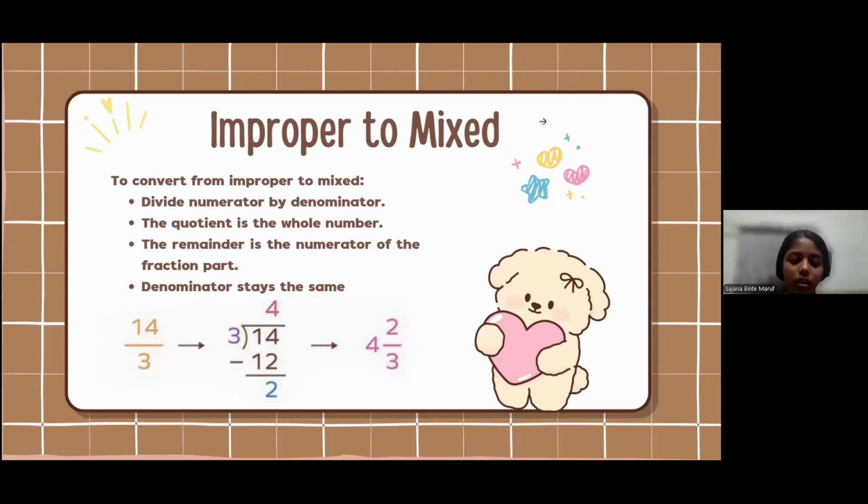Example, convert 9 by 4 to a mixed fraction. First, divide the numerator by the denominator. 9 by 4 equals 2, remainder 1. Then write the whole number part. The quotient 2 becomes the whole number. Write the remainder as the new numerator. The remainder 1 goes over the original denominator 4. Then we combine them, which is 9 by 4 equals 2 whole and 1 by 4.